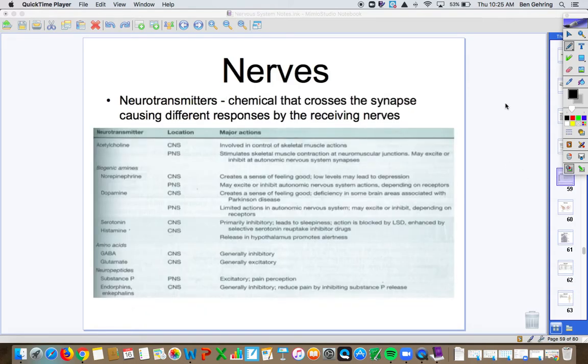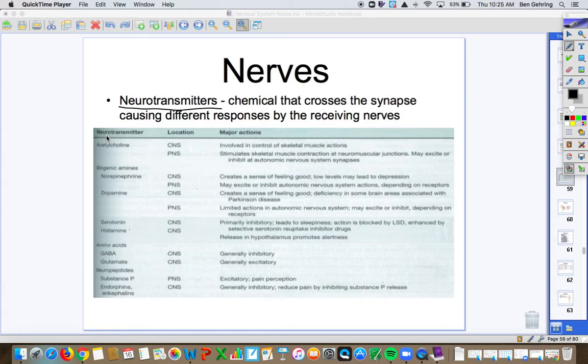At the end of your axon, we have these things called neurotransmitters, which we kind of talked about. And these are your chemicals. So this is an important term you need. So chemicals that cross the synapse, causing different responses to nerves. And you have a number of different ones. Depending on what signal is being sent, depending on what you're trying to do, you have a number of different neurotransmitters that can be used.